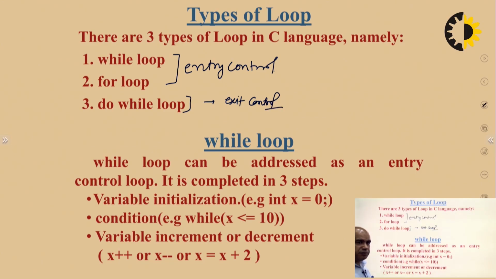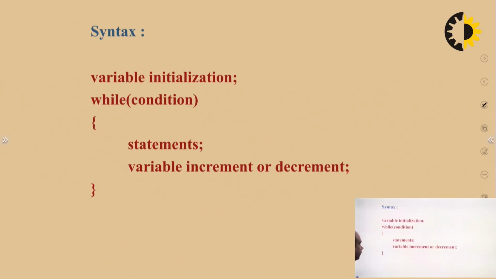What is the main difference between entry control loop and exit control loop? In an entry control loop, if the condition is not met, the loop body will not be executed. But in the case of an exit control loop, whether the condition is true or false, at least once the loop body will be executed. So while can be addressed as an entry control loop, and it is completed in three steps: variable initialization, condition, and variable increment or decrement. These are the three steps for any kind of loop.